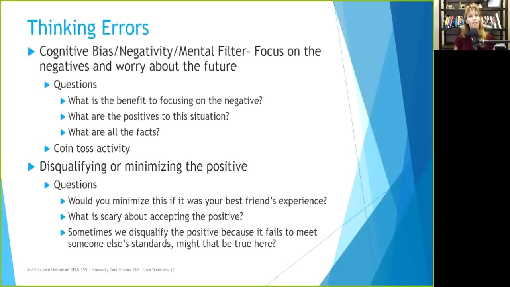But I want them to start challenging some of their automatic thoughts that we're going to talk about in a minute. Disqualifying or minimizing the positive. Most of us can probably say we've had a bunch of clients that do this. They are more than happy to tell you about all the things that they mess up, but then when they do something right, they minimize it.